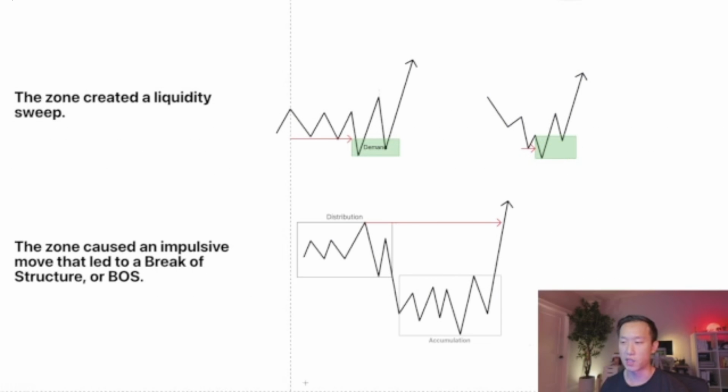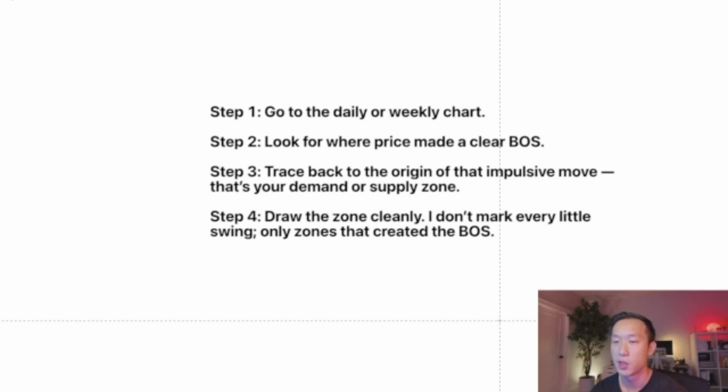And if we look at the case below, we can have technically two potential structures right here. We have technically a liquidity sweep right here, and then a break of structure to the upside. So this could be our zone. And technically, this could also be our zone because this is the last unmitigated zone that caused the break of structure to the upside. So step four is we make sure that we draw the zones cleanly. I don't mark every little swing, only zones that create the break of structure.